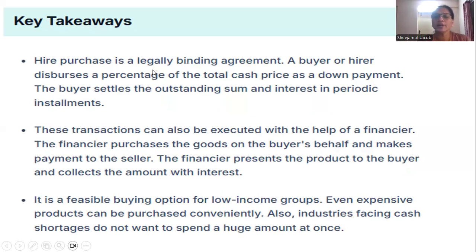It is a legally binding contract or agreement. A buyer or hirer pays a percentage of the total cash price as a down payment. The buyer settles the outstanding sum and interest in periodic installments. These transactions can also be executed with the help of a financier. The financier purchases the goods on the buyer's behalf and makes payment to the seller. The financier presents the product to the buyer and collects the amount with interest.